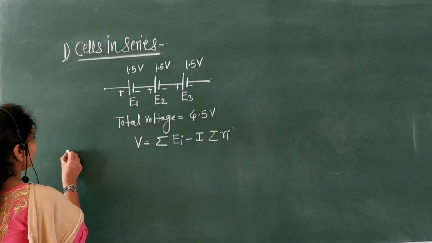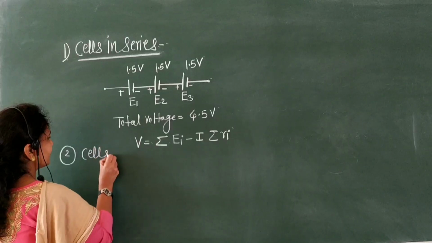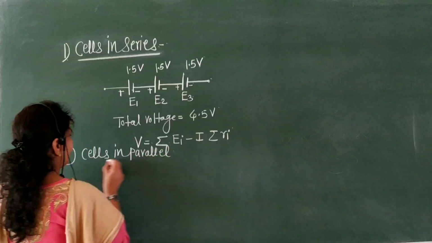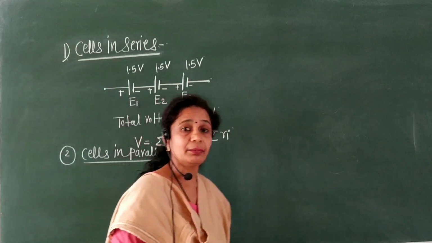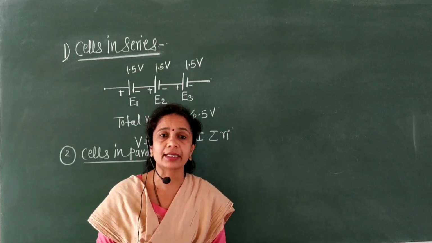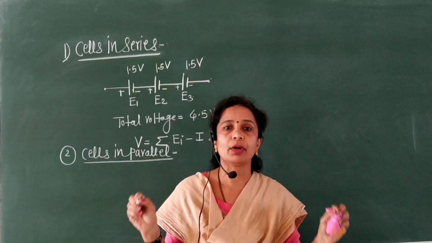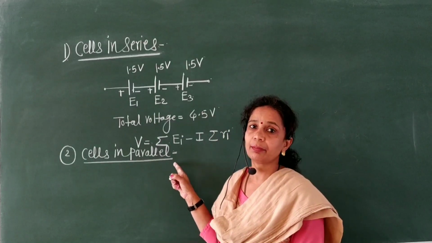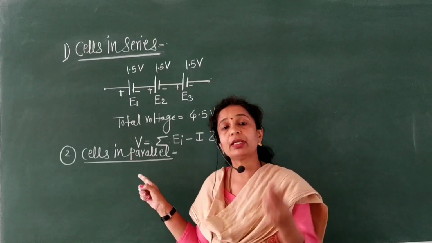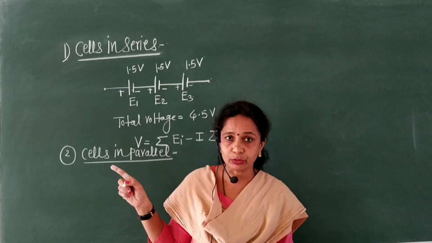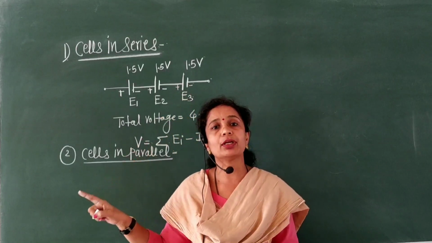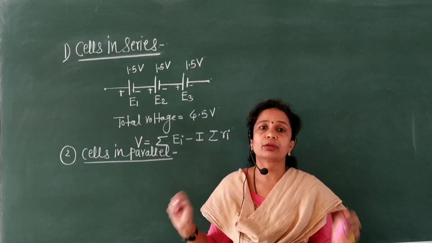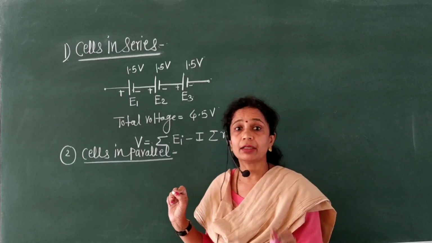Okay. Then the second one is cells in parallel. Cells in parallel means a number of cells are connected between two common points, then that combination is called cells in parallel. Means the positive terminal of each cell is connected to one common point and the negative terminal of each cell is connected to one common point, then that combination is called a parallel combination.